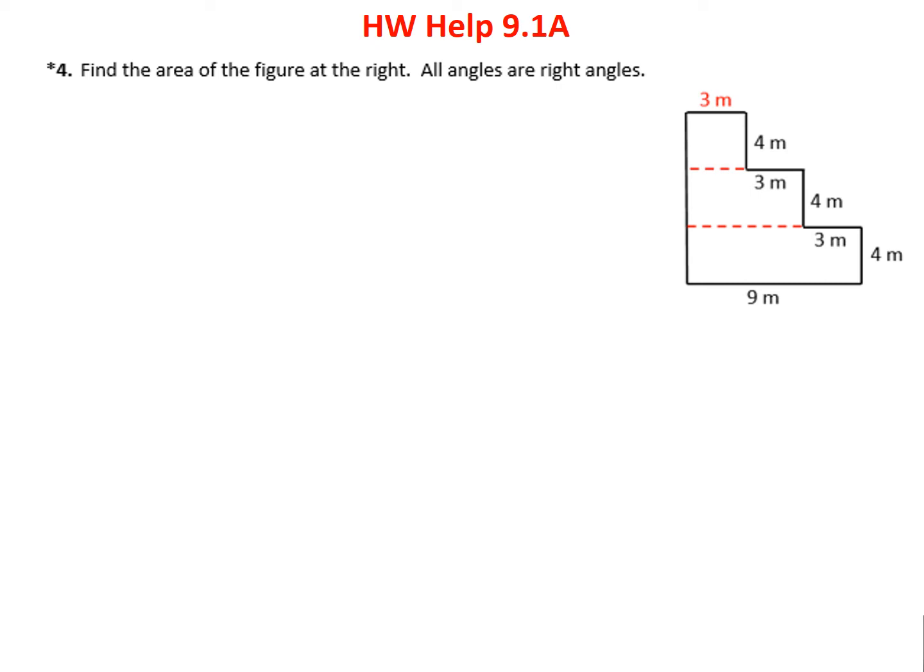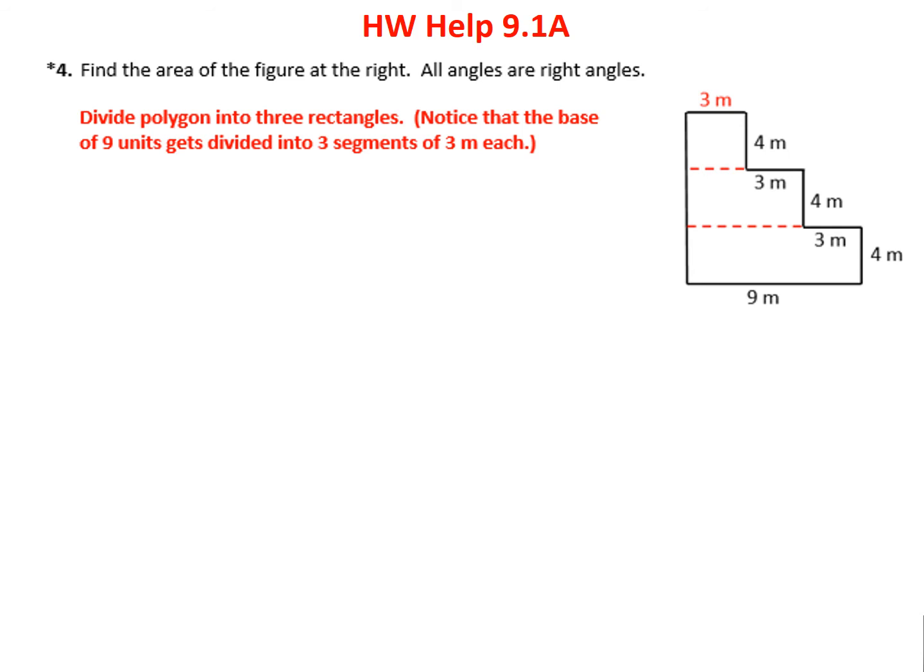Problem 4 asks us to find the area of the figure at the right, and it says all the angles are right angles. What I do is divide it into 3 rectangles. You can see the red is what I've added there. And I notice that since this is 9, and these are 3 and 3, 9 minus 3 minus 3 leaves 3 over, so that leaves this being 3 as well.